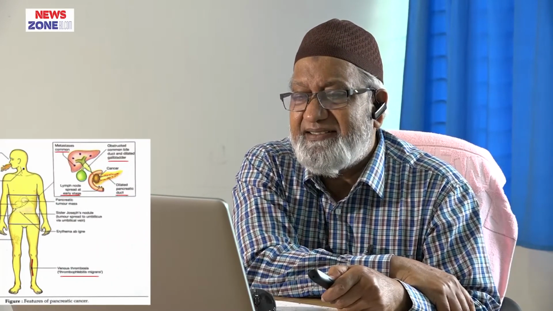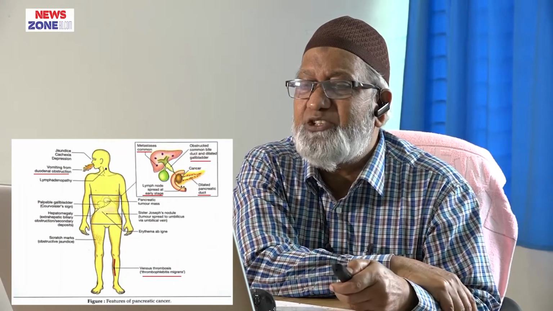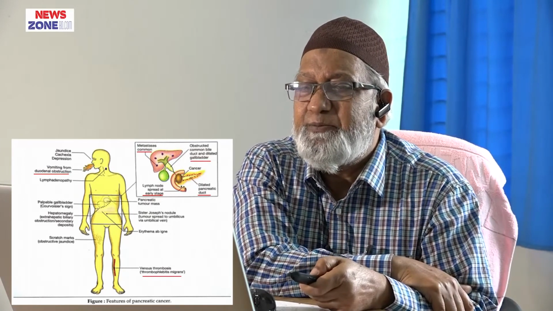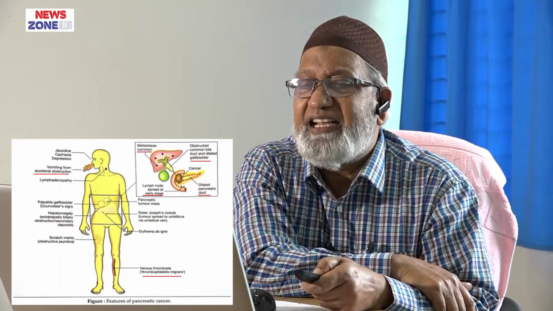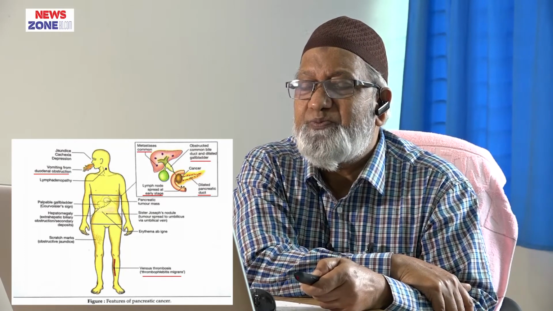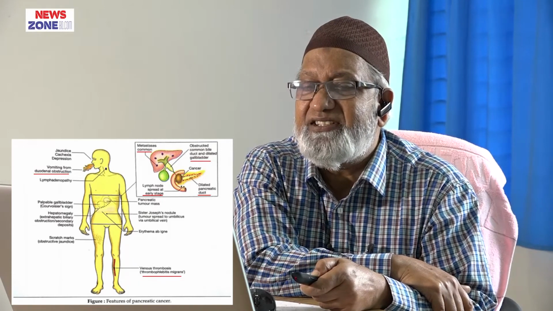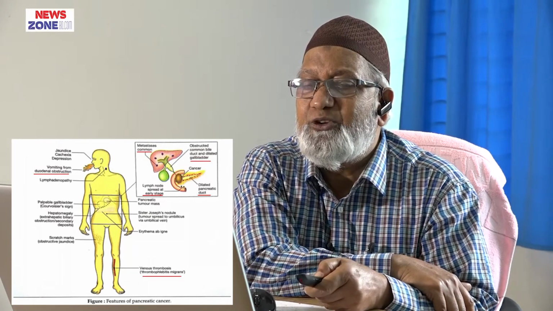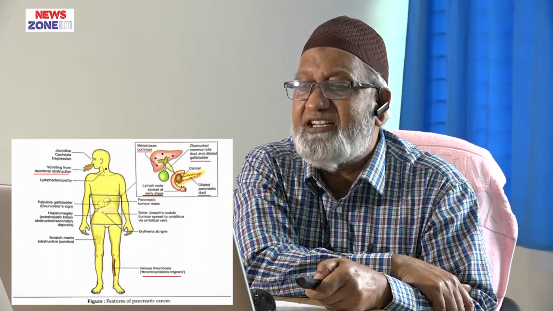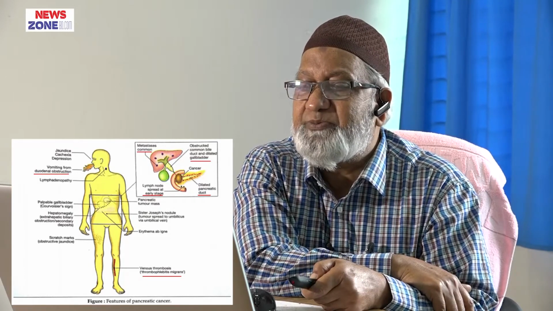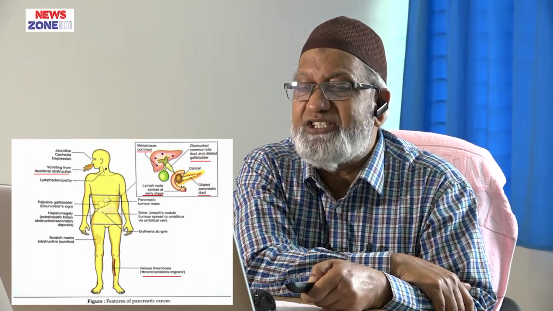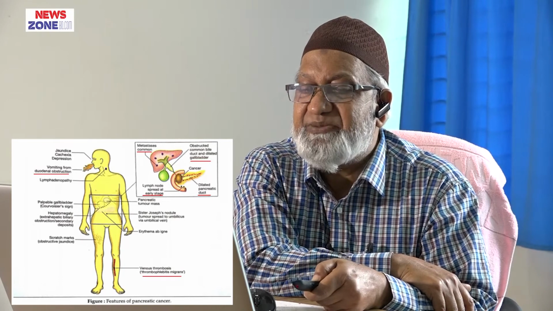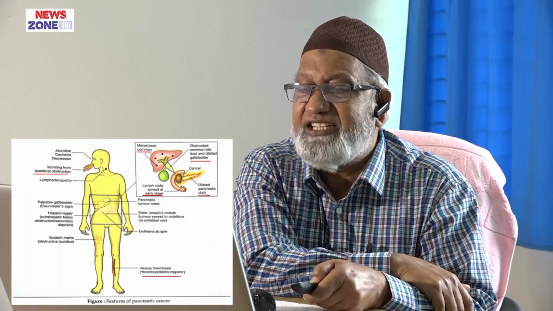The features of pancreatic carcinoma are jaundice, vomiting due to duodenal obstruction, palpable gallbladder, hepatosplenomegaly, pancreatic tumor mass, and there is venous thrombosis and scratch marks, the common features in case of pancreatic cancers.